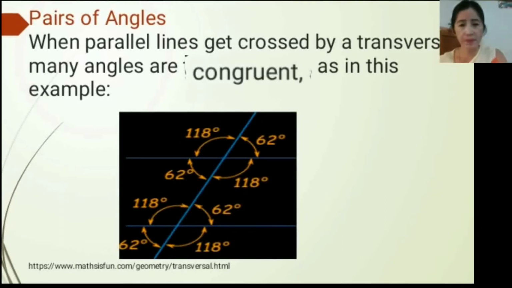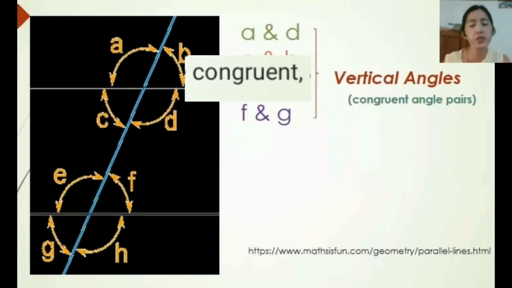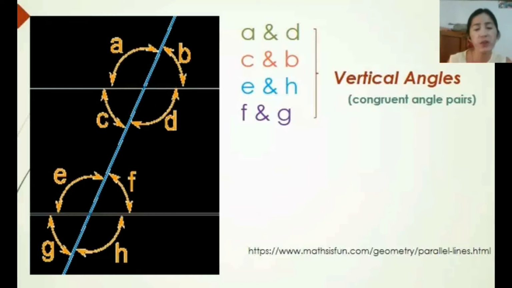Okay, let's proceed. Let's try to name the angles. So instead of those measures, we are naming the angles as A, B, C, D, E, F, G, and H. Okay, what do you think are the relationships of these pairs of angles?